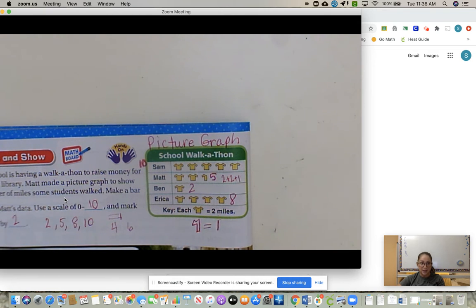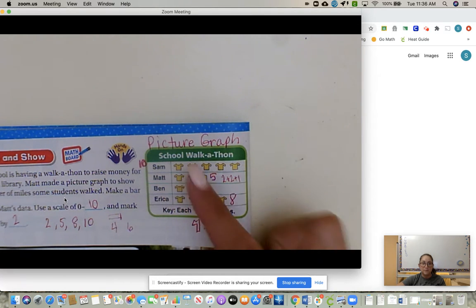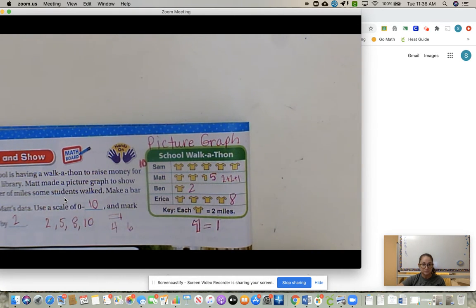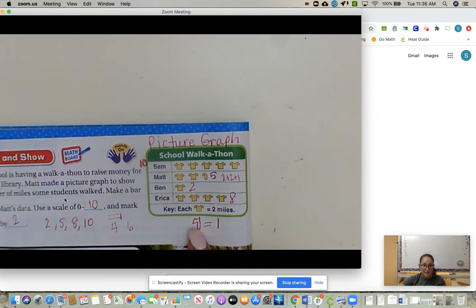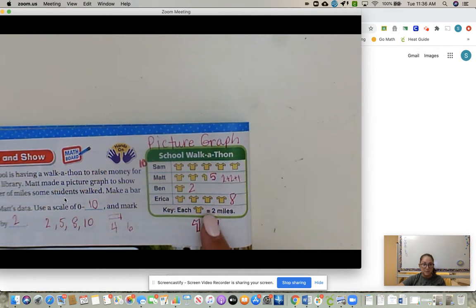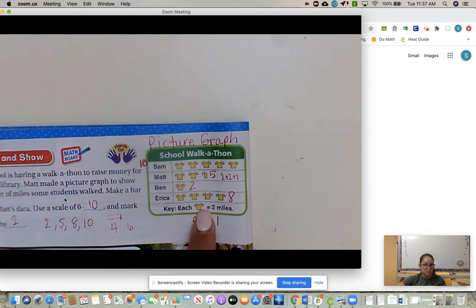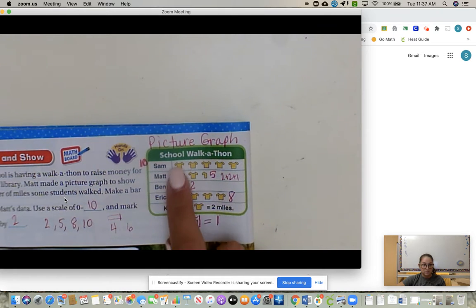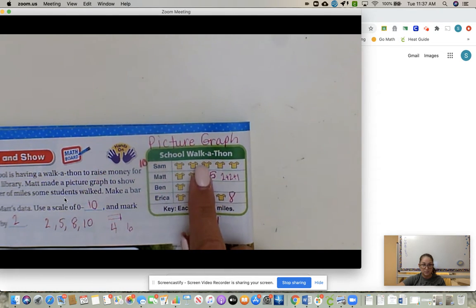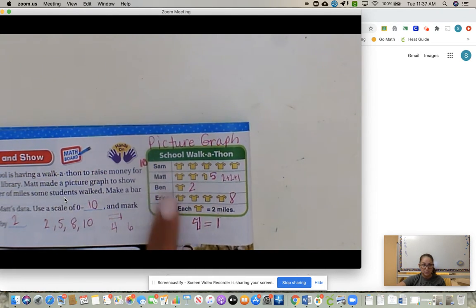So I'm thinking, okay, it's wanting us to figure out how many miles these students walked. 1 shirt equals 2 miles. Then that means half a shirt is equal to 1 because half of 2 is 1. What I'm doing is skip counting by 2s when I see a t-shirt. So Sam, we skip count 2, 4, 6, 8, 10. So he walked 10 miles.